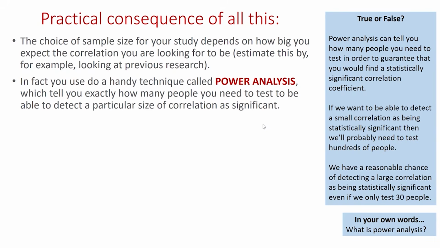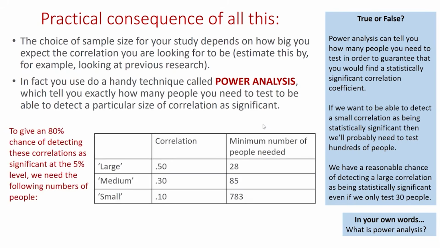Power analysis basically tells you exactly how many people you need to test to be able to detect a particular size of correlation as significant. In fact, power analysis is not just restricted to correlations. You can use it for pretty much any statistical test. But we're just talking about correlations here. We can sum it up with this table, where you can work this all out with software, or using equations, but we're just going to keep life simple and do it the simplest way, which is just to look it up on a table where someone's done all the calculations for us.